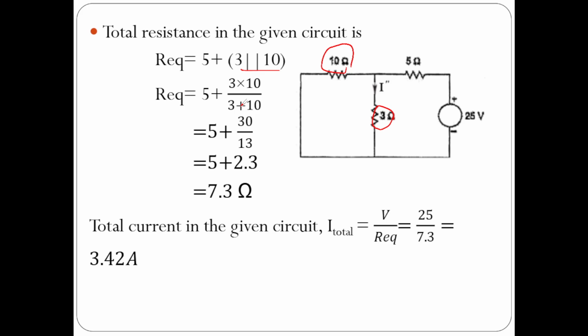So 5 plus 3 into 10 by 3 plus 10. Simplifying further, you will get 5 plus 30 by 13, that is 5 plus 2.3, so the total resistance R equivalent is 7.3 ohms. What is the total current coming out of this source? This is I total. I total is V by R equivalent, that is 25 by 7.3, which is equal to 3.42 amperes. This is the total current coming out of this source.